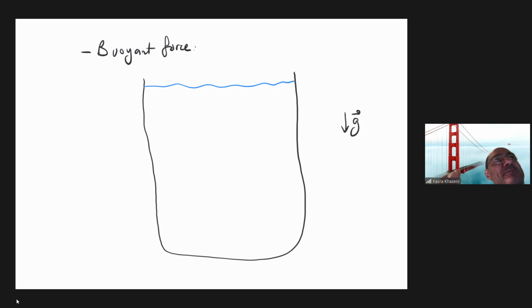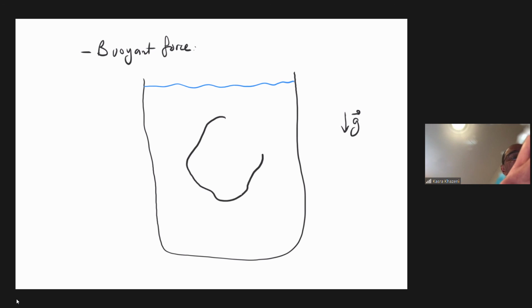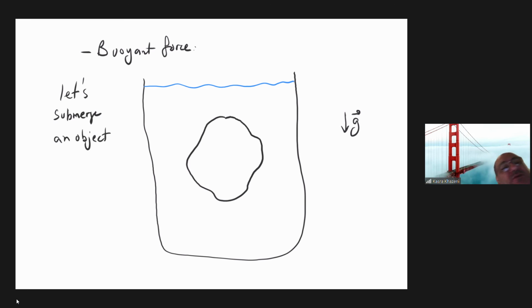Suppose it's a liquid. Now you're going to submerge some object, maybe a piece of rock or something. So let's submerge an object like that. It just looks weird, but I just submerged it.